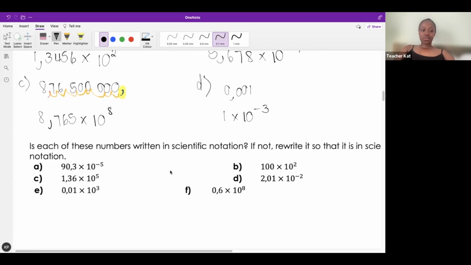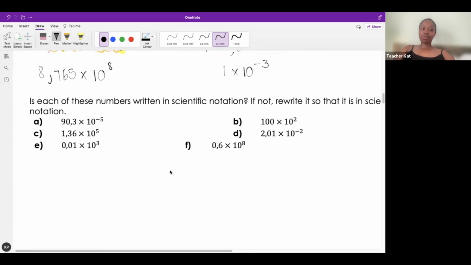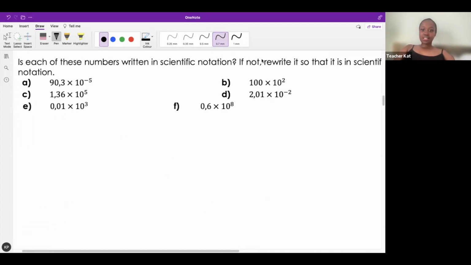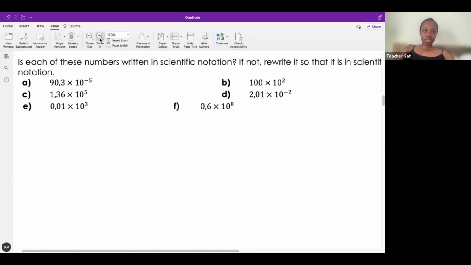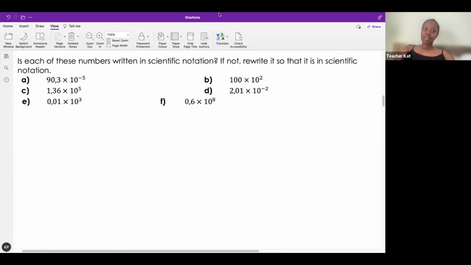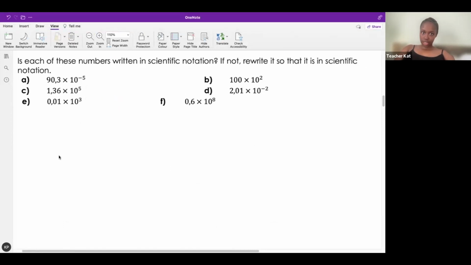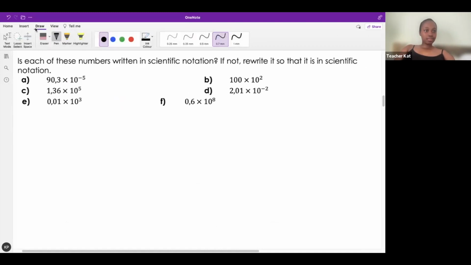Now, let's go backwards. No, not yet. First, we need to answer, are these in scientific notation? And I want you to tell me, if you say no, you must tell me why you're saying it's not in scientific notation. And then we're going to fix those ones that are not in scientific notation. Are we with me? So let's go. A, is A in scientific notation?